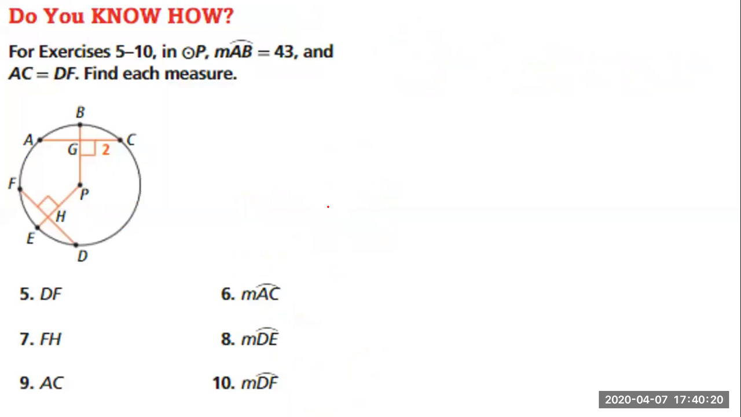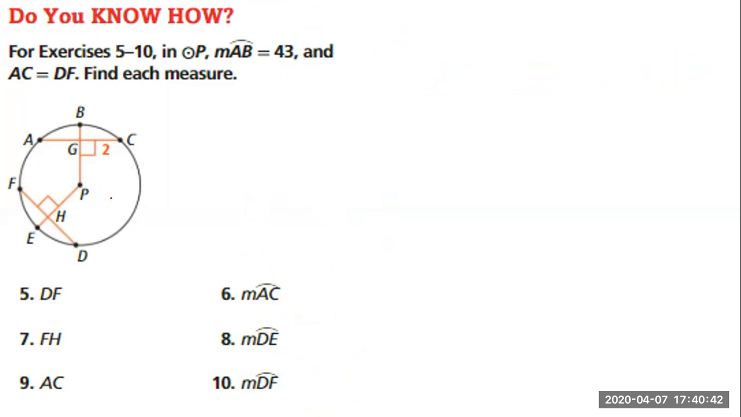All right, moving on. For the next one, how do you know? So on this one, we are looking for a couple of missing pieces here. They want us to identify some arcs and some lengths of different pieces. So I'm going to actually go ahead and do the arcs first because I think the arcs are the easier part of this problem. They have AB.